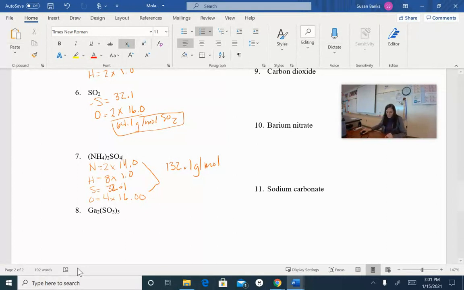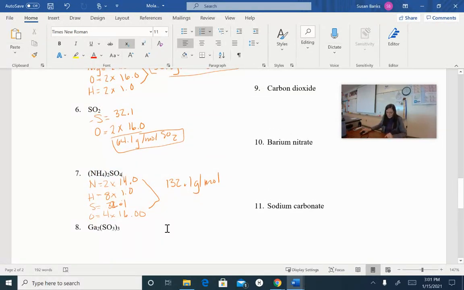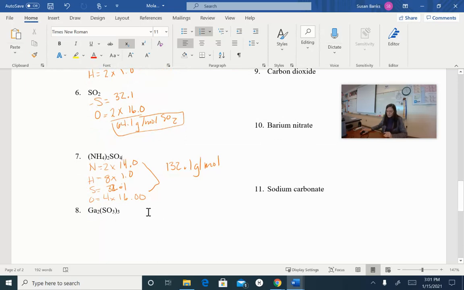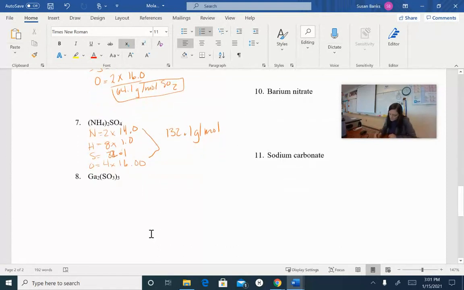All right, let's try these next couple ones. Gallium sulfite. So gallium, let's see, this would be gallium 3 sulfite. How many galliums do we have here? We've got 2 of them, right? So I need to look up gallium and I need to multiply that by 2. 3 times 1 gives me 3 sulfurs. 3 times 3 gives me 9 oxygens.